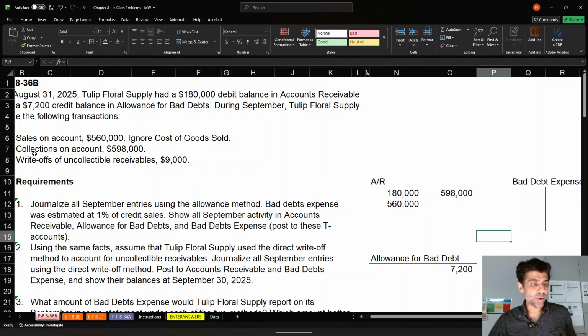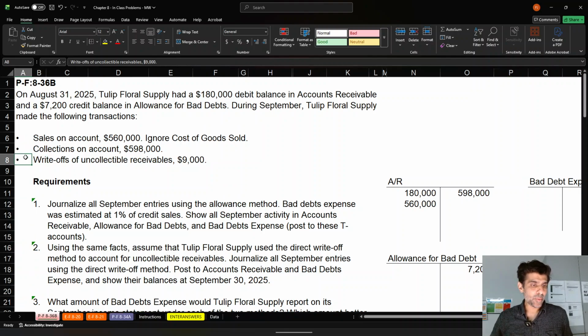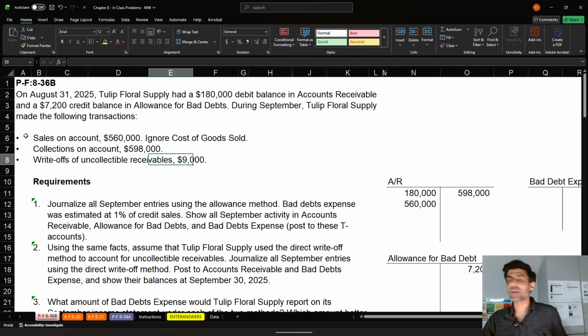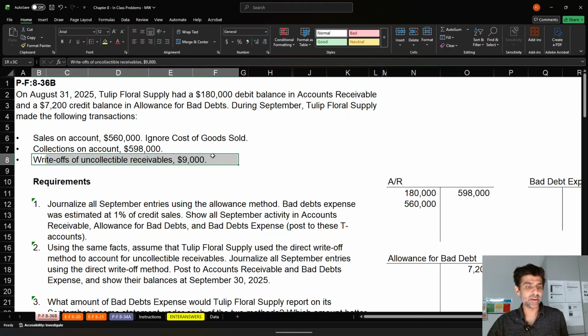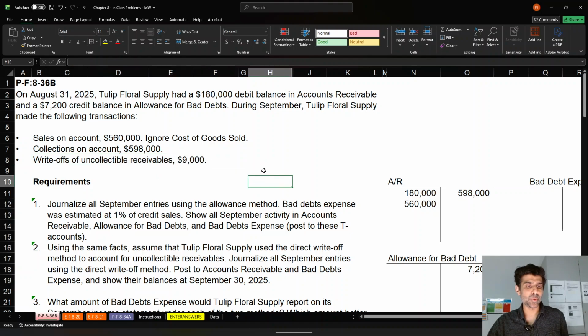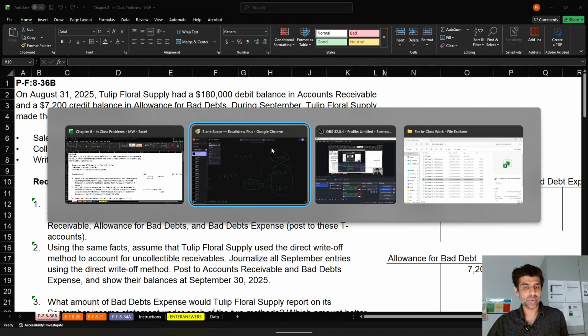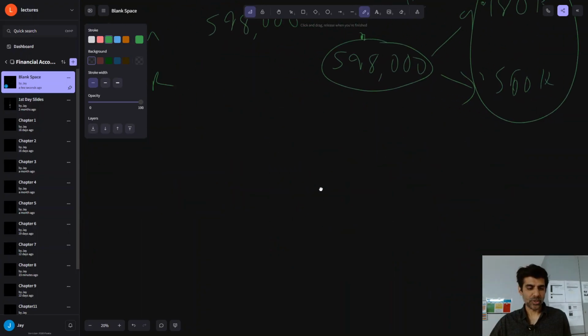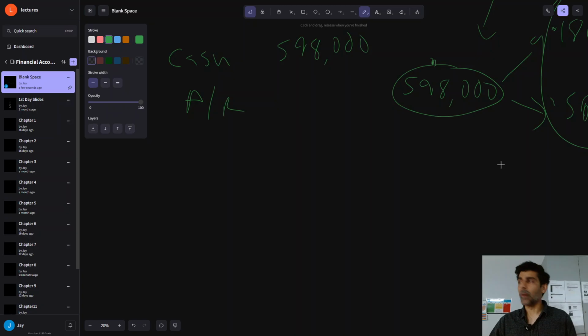Then we also wrote off some uncollectible receivables of 9,000. We just talked about what that journal entry is in the allowance method. What would we have done for these uncollectible receivables? What's the form of that journal entry? Is bad debt expense going to be involved in the allowance method when we actually write off accounts receivable? No. What are the accounts involved?